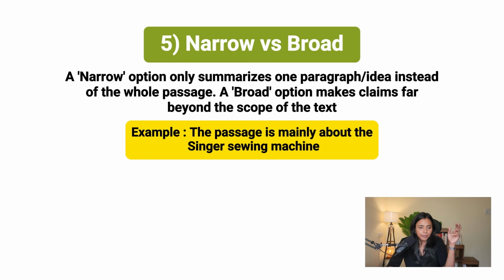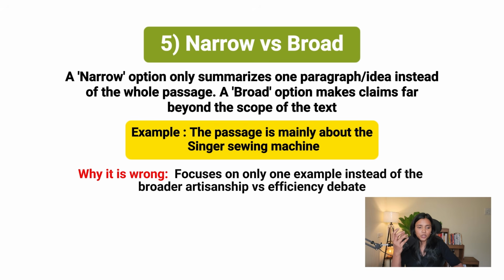Let me show you by example. So a narrow faulty option could be, the passage mainly talks about the Singer sewing machine, which is not the case because the Singer sewing machine is just one example instead of the main debate, which is artisanship versus efficiency. So this is a narrow option and hence wrong.